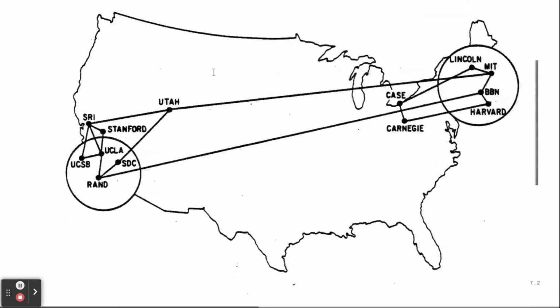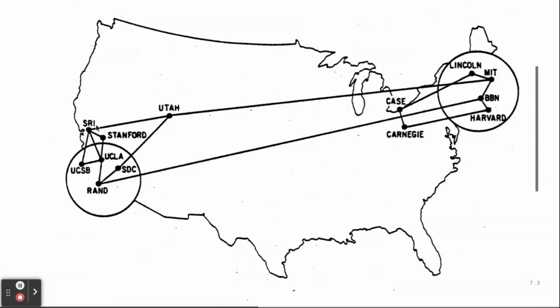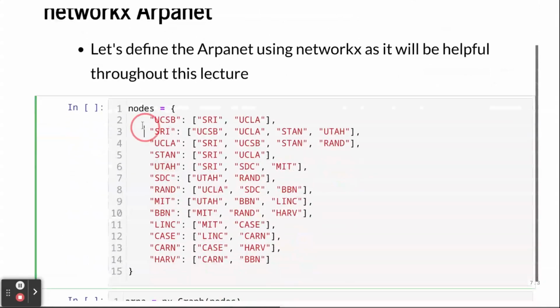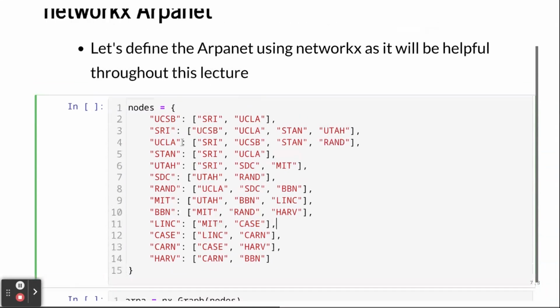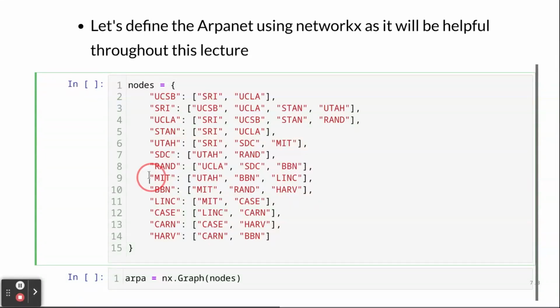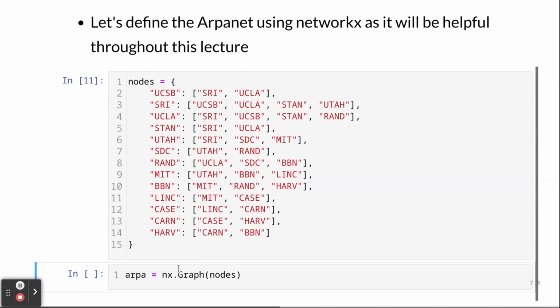So if we go back, we can see Utah right here does have a direct connection to SRI, as well as SDC, and to MIT. We could go through and double check each of these entries in our dictionary, but for now, you can trust us that we've entered these correctly and that each key maps to all of the connecting nodes. So we'll go ahead and define this dictionary, and then we can pass it directly to the graph constructor for the NetworkX graph. So now we have this object, ARPA, which is the NetworkX representation of the ARPANET.